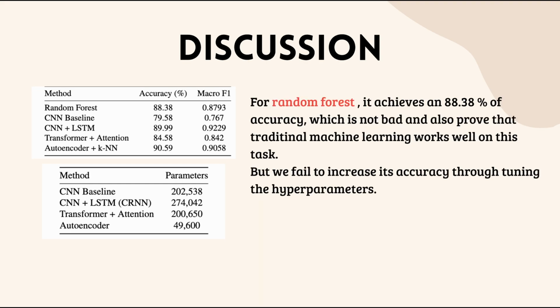So for random forest, it achieves 88.38% accuracy, which is not bad, and also proves that traditional machine learning works well on this task. But when we tried to increase the accuracy by tuning the hyperparameters, we failed to increase it significantly. So maybe we have to find other ways to improve the random forest model.